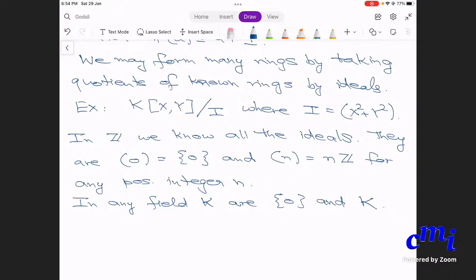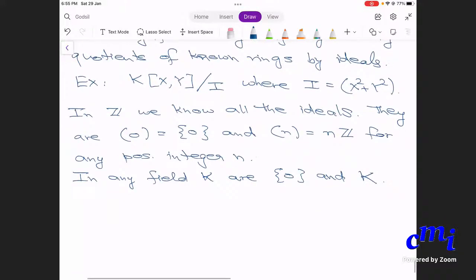Do I need to go through the proof of why these are the only ideals in Z? It's clear that all of these are ideals, but that these are the only ideals. Do I need to go through this proof? Somebody say yes or no. No. Sorry? No, sir, I don't want the proof. Don't need the proof. Very good.